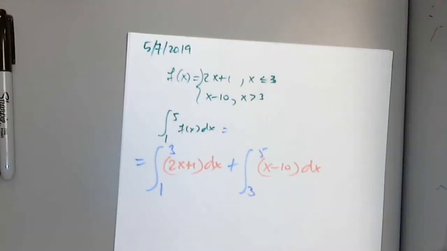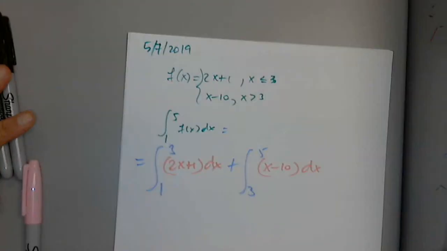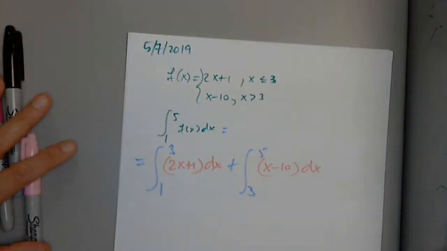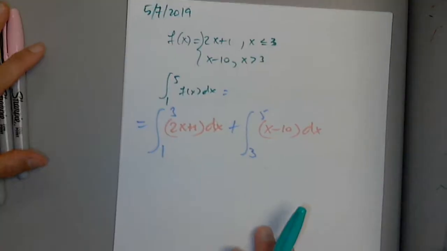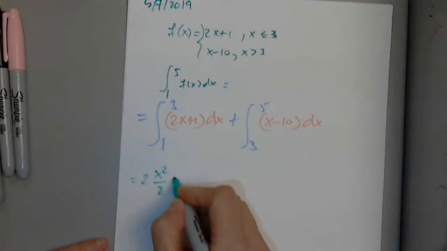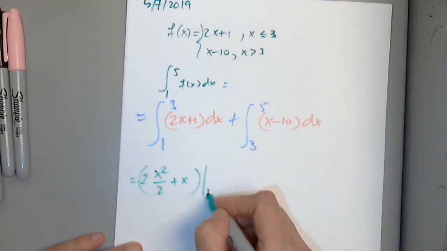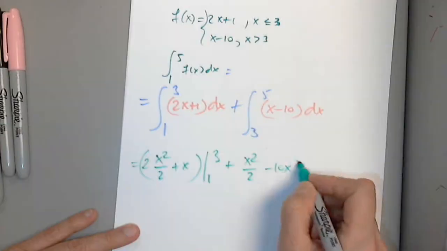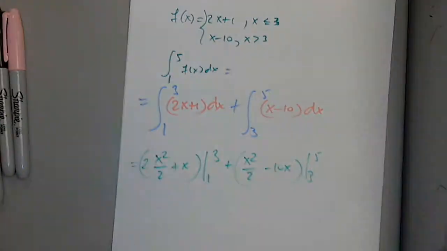And now at this point, I just have to evaluate. Is this step clear? Yes? Okay, so let's evaluate. So now we have 2x squared over 2 plus x from 1 to 3, and then x squared over 2 minus 10x from 3 to 5. Is this okay?